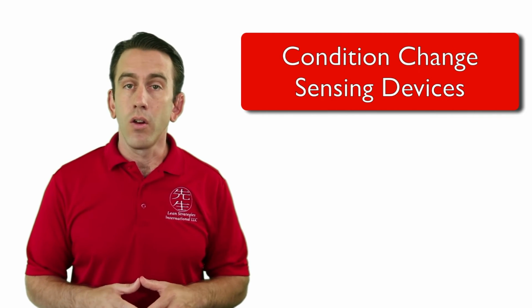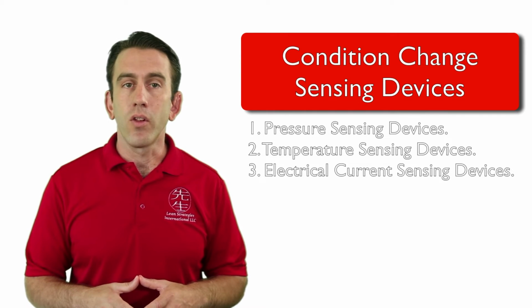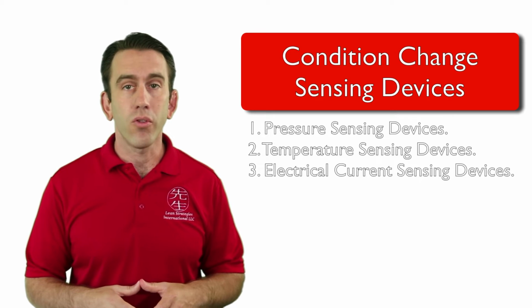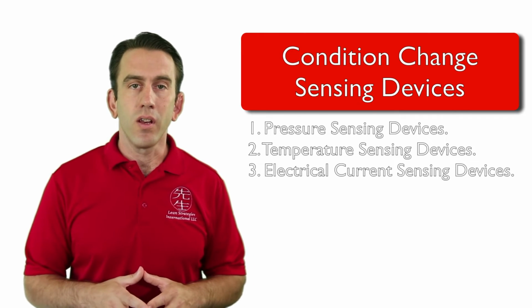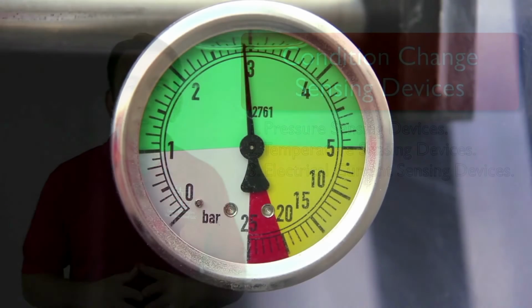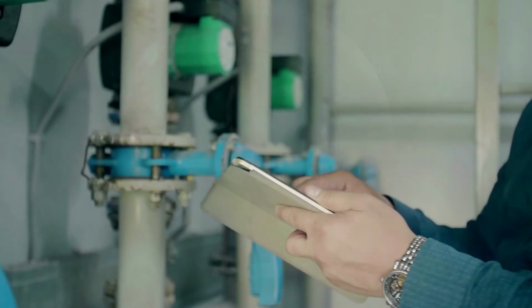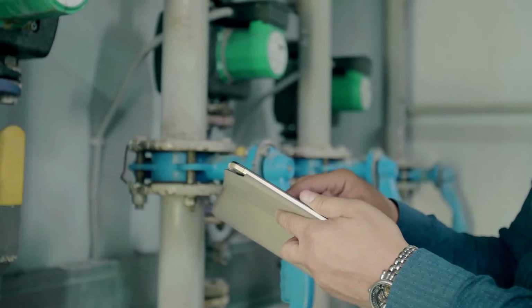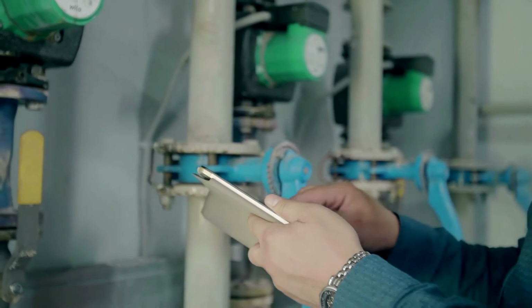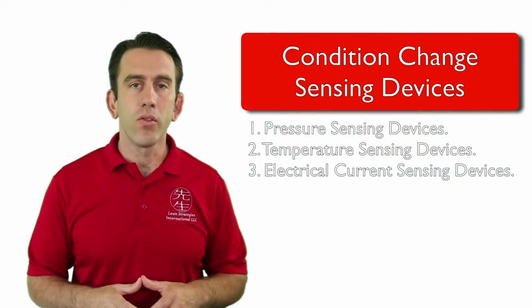There is one other type of sensing device that contains three subcategories. It is called condition or conditional change sensing devices. These devices are broken down into three categories that contain pressure sensing devices, temperature sensing devices, and electrical current sensing devices. Pressure sensing devices look for changes in pressure or errors in pressure. For example, if an air compressor needs a certain amount of pressure to operate correctly, the device would monitor this and warn a user or shut the machine down if an error occurs.